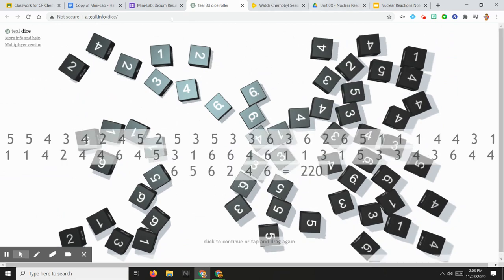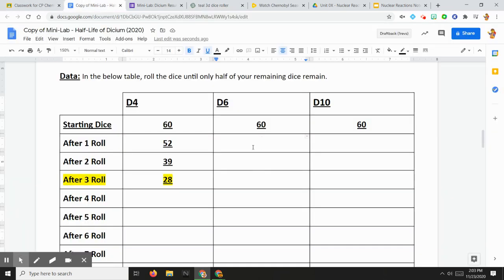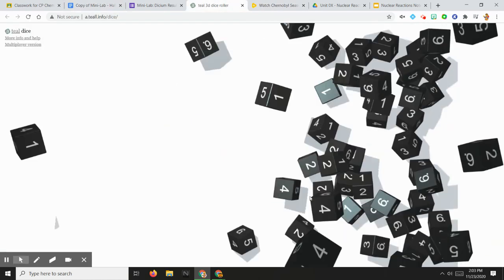So these are 60 D6. On my first roll, 1, 2, 3, 4, 5, 6, 7, 8, 9, 10. 10 of them turned up as a 1. So now instead of 60, I have 50 remaining. And I recorded 50 remaining. Okay, on to the next one. Okay, let's roll it again.